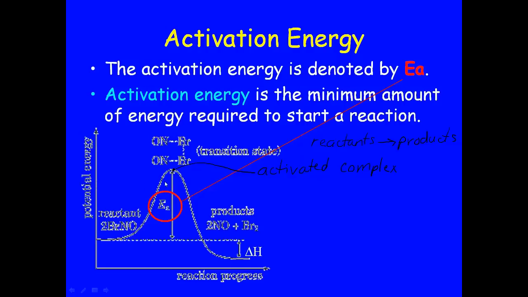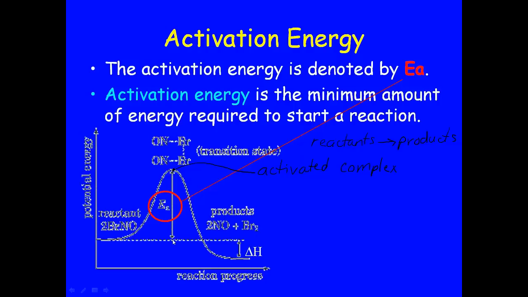It takes energy to break bonds. Then once you've reached that, now we're going to start making our products. So bonds are being formed. When bonds are formed, energy is released. That is exothermic. So the difference between this determines if the overall reaction is endothermic or exothermic.